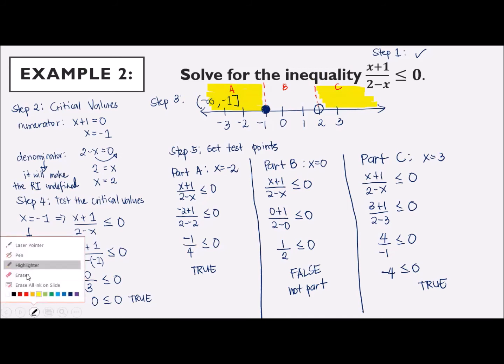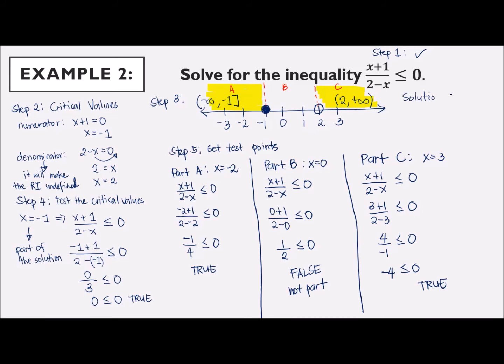Okay? Ngayon, gawin na natin yung interval. So, hindi kasama si 2, parenthesis. Papunta ng kanan, positive infinity. So, ngayon, ilagay na natin ang solution set. So, we will have negative infinity to negative 1, bracket, union with 2 to positive infinity.